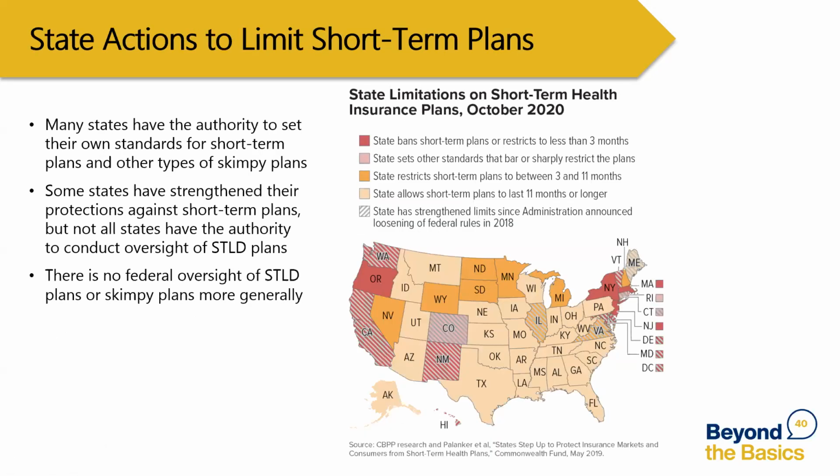Now, many states have the authority to set their own standards for short-term plans and other skimpy plans. And some states have strengthened their protections against short-term plans. But unfortunately, not all states have the authority to conduct oversight of skimpy plans. And also, there is no federal oversight of short-term plans and other skimpy plans more generally.